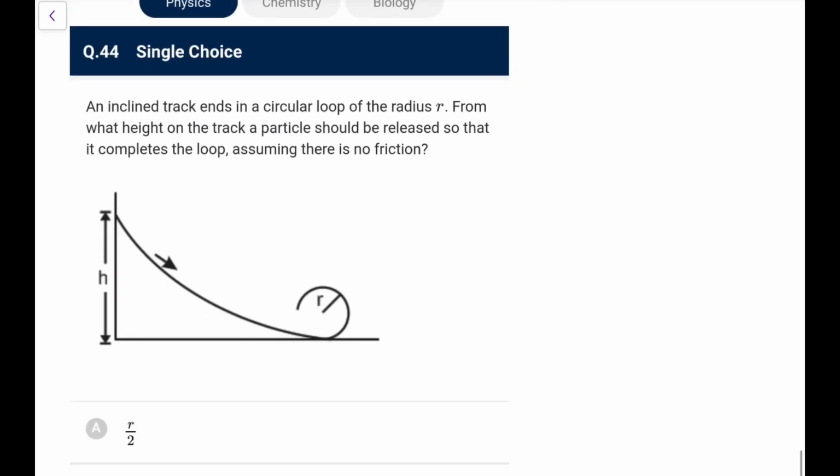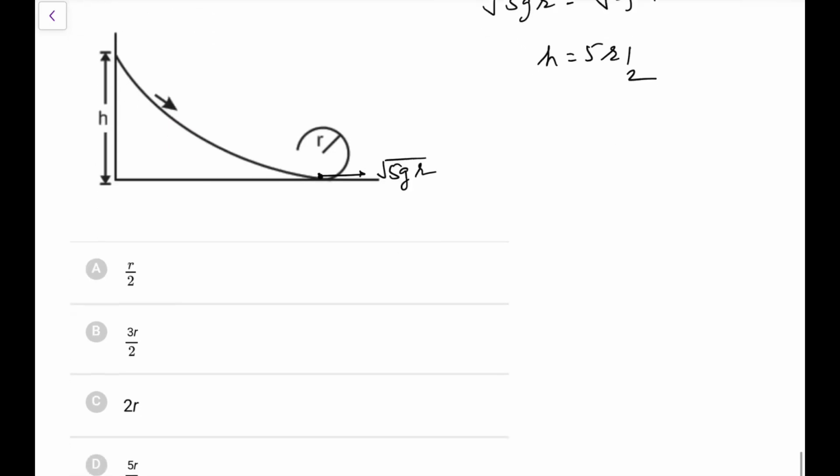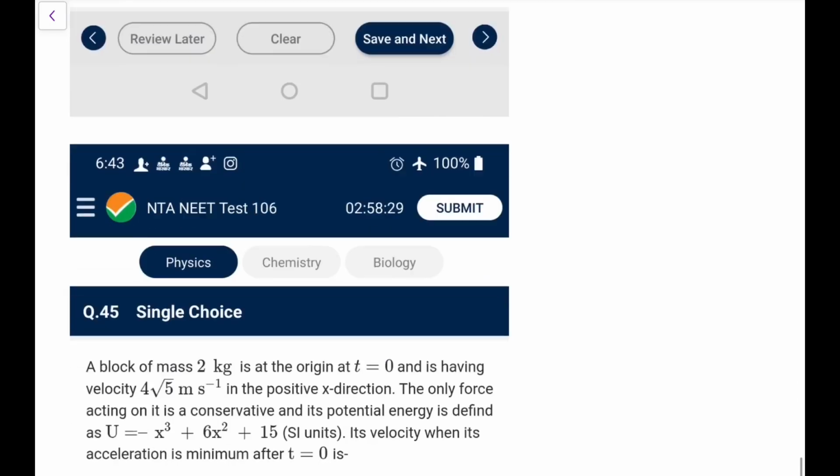Go ahead. An inclined track ends in a circular loop of the radius r. From what height should a particle be released so that it completes the loop, assuming there is no friction? So we know at this lowest point, to complete this looping, this speed should be at least root 5 gr. So this root 5 gr should be equal to root 2 gh from energy conservation. So this h comes out directly as 5 r by 2. So directly you can do 5 r by 2. You might be remembering this. This is a very famous relation and question.